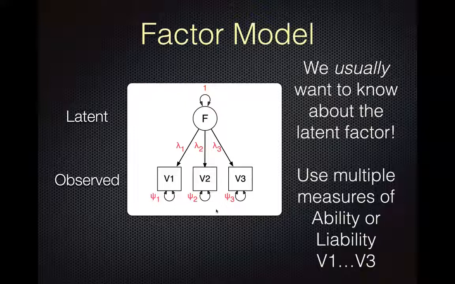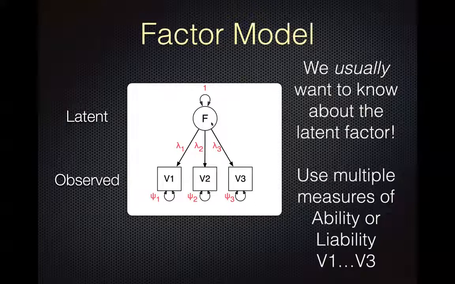In addition to that variance due to the factor, these observed measures will have some variation specific to them. And we draw that as a double-headed arrow, i.e. a covariance of the variable with itself, and write the path coefficient next to it. At the top of the diagram, we have a latent variable, the factor.